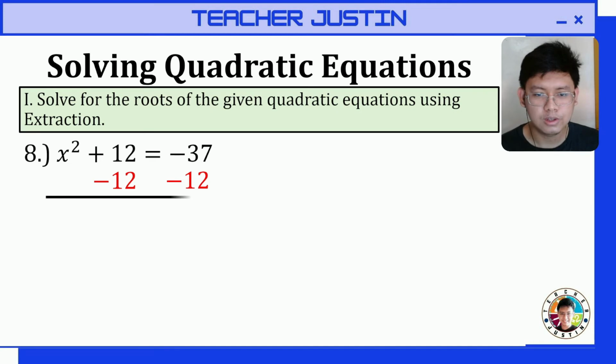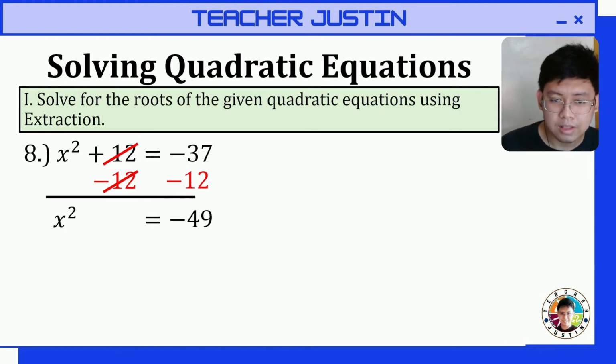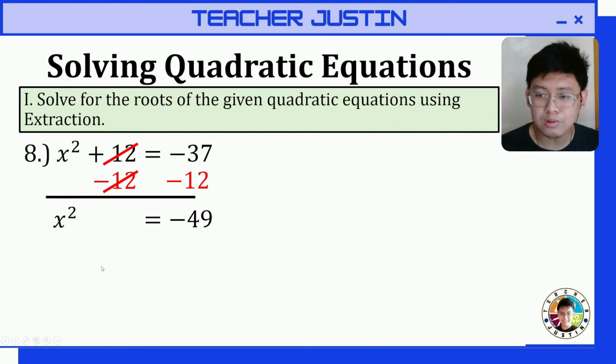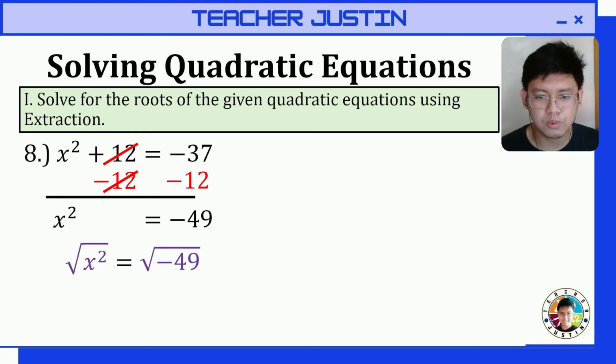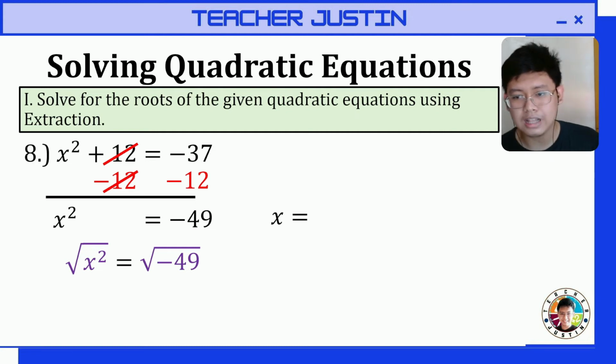So, subtracting both sides by 12, we will have x squared. So, natanggal na si positive 12. Tapos, negative 37 minus 12, that will be equal to negative 49. Now, let's remove the exponent 2 dun sa variable x natin by using the square root property. So, let's get the square root of both sides. So, the square root of x squared will be x. And the square root of negative 49, since pag in-encode yan sa calculator natin, syntax error or math error.